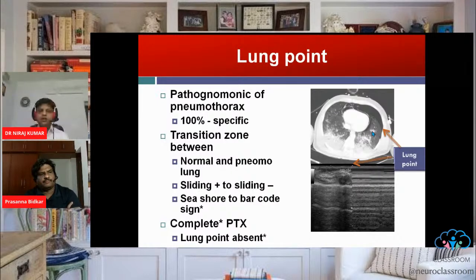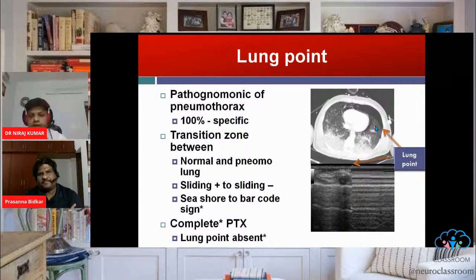So lung point is the transition zone between normal lung and the pneumo lung. Or in other words, it is a transition zone between the sliding positive and the sliding negative in 2D mode. Or in other words, it's a transition zone between the seashore sign and the barcode sign in the M mode.